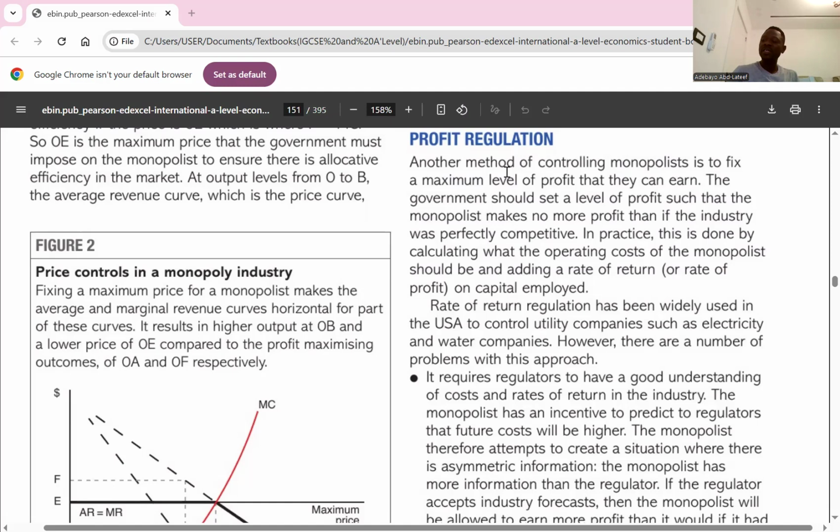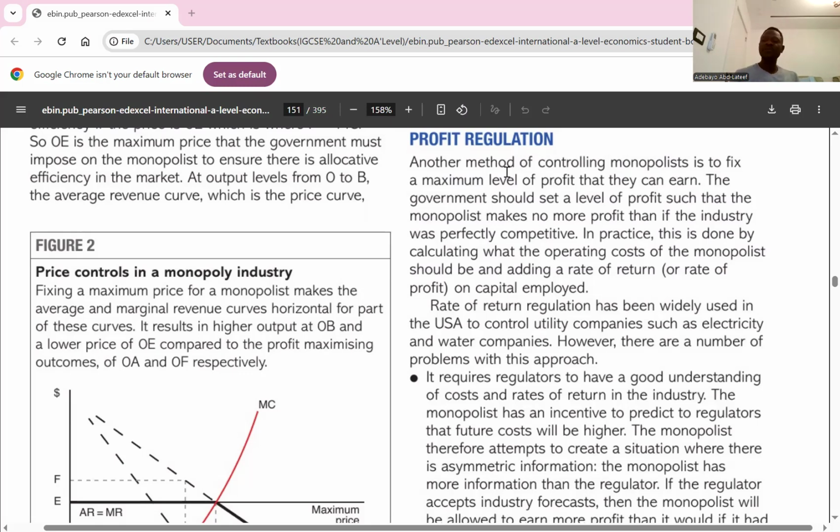So as a result, with profit limiting, firms or monopolists will not be able to exploit consumers in terms of what they consume. So you don't charge a high price. You charge a price based on whatever we have seen as your cost of production. So you won't be able to exploit consumers.